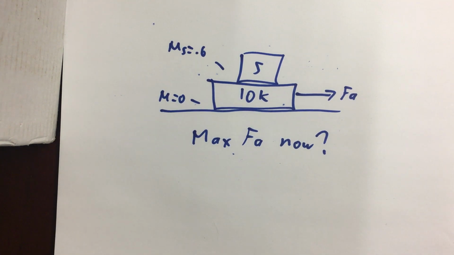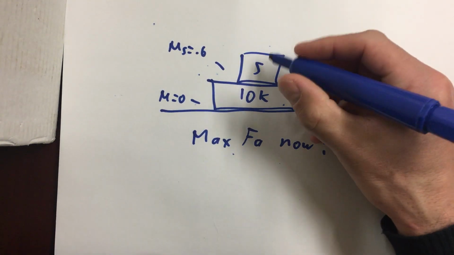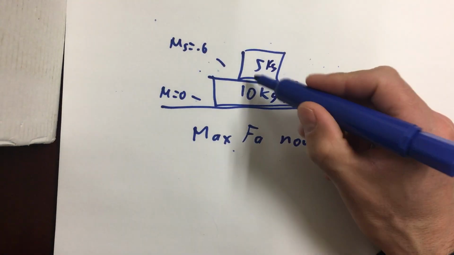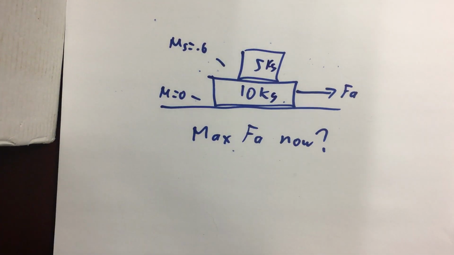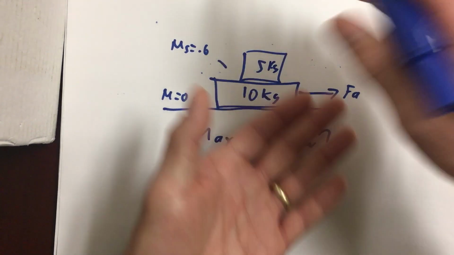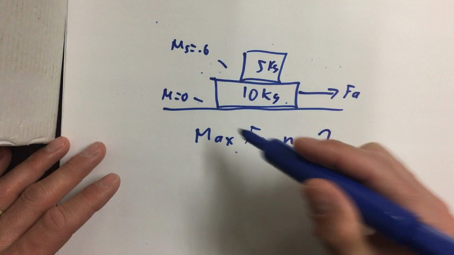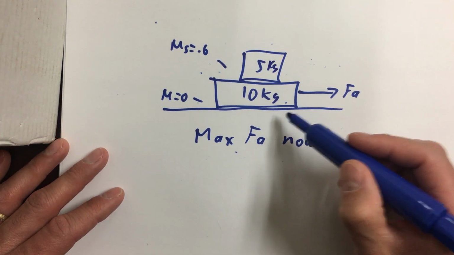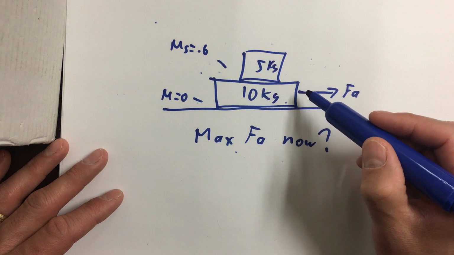Okay, similar to the last problem, I've got a 5 kilogram block sitting on top of a 10 kilogram block. The friction between the blocks is 0.6. That's not the force of friction, but the coefficient of static friction. It'll have a lower coefficient of kinetic friction. However, we're not going to get there because our assumption is the blocks slide together. We've got no friction between the bottom block and the surface, and I'm going to find the maximum applied force.